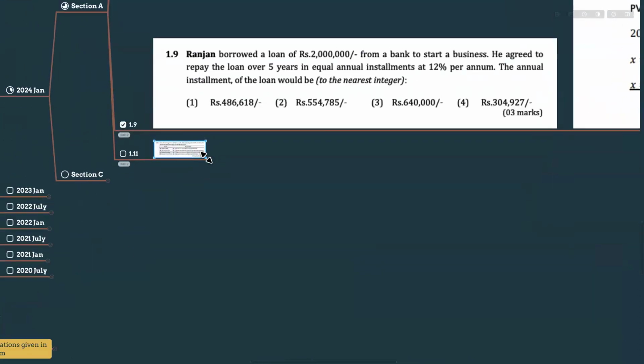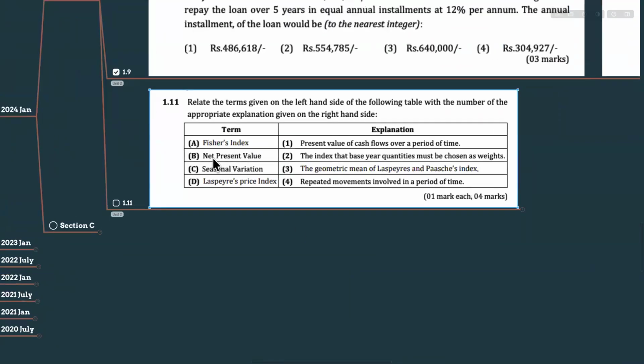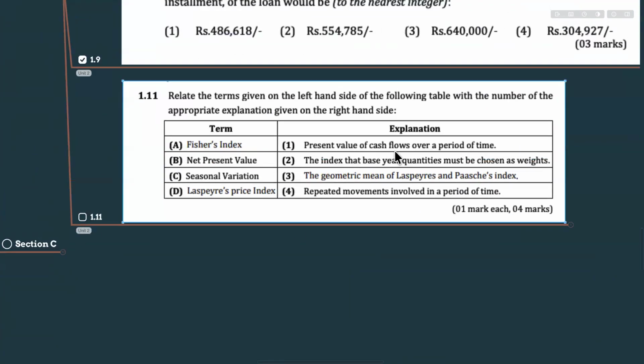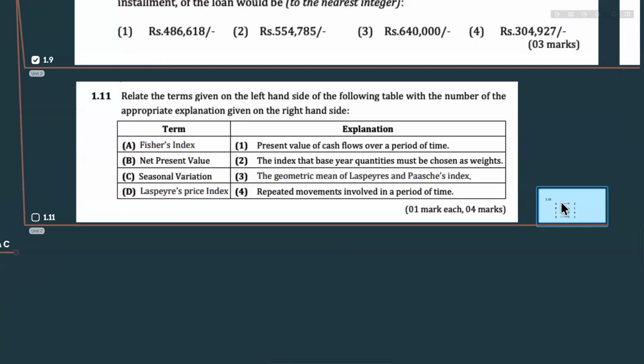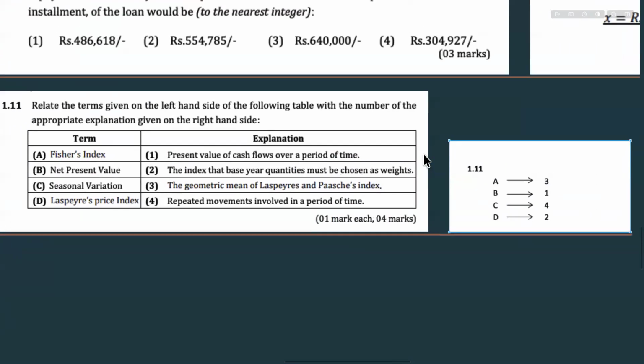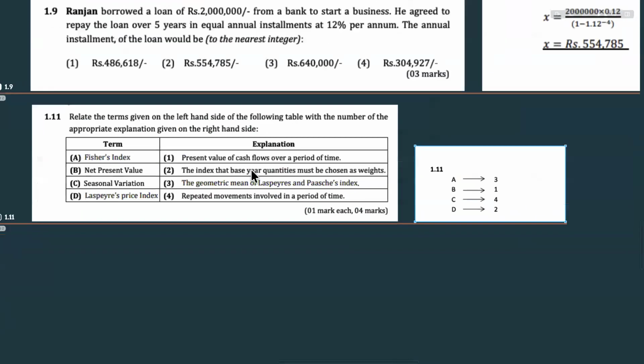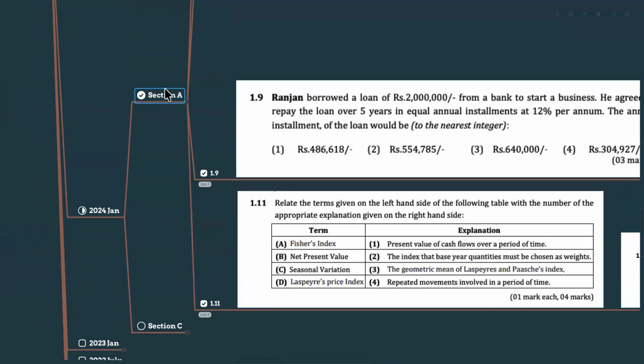And 1.11, Fisher's interest, net present value. Now we will identify the net present value explanation. Net present value means the present value of cash flows over a period of time, right? We are calculating that over a 5 year period. What are the cash flows we are having? We are turning those future values into present value and we are summing all the things. We are adding all the things. That is NPV. So B is actually connected with the first one, right?